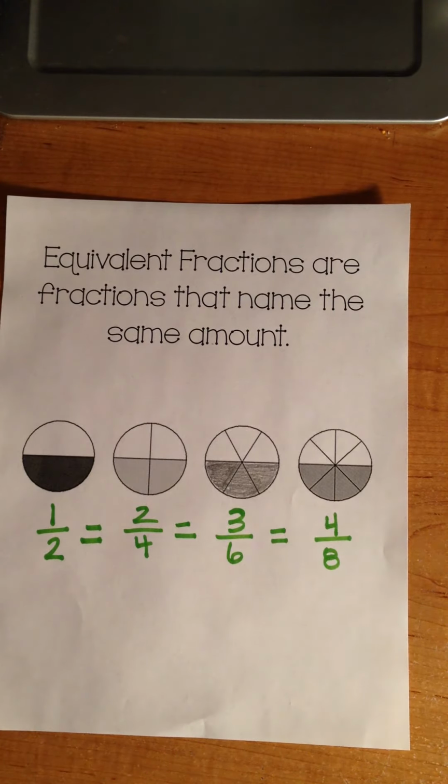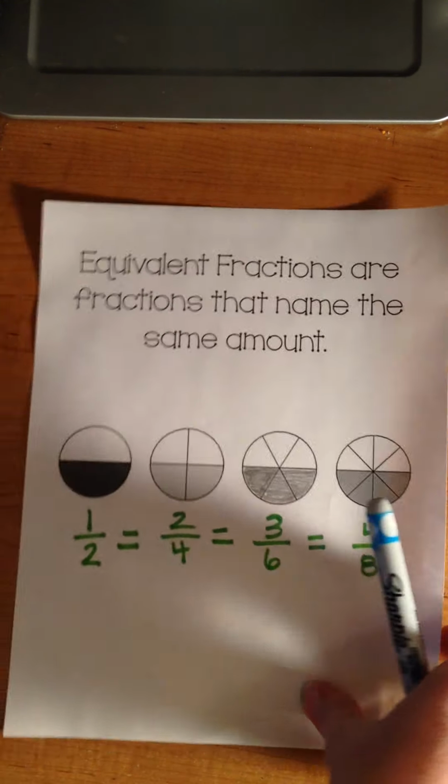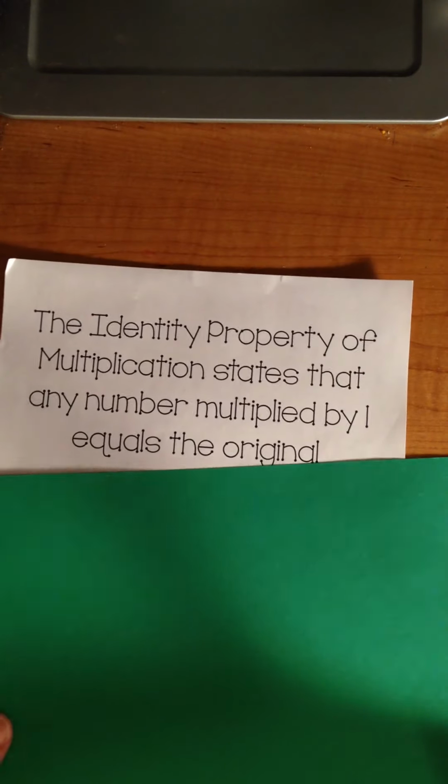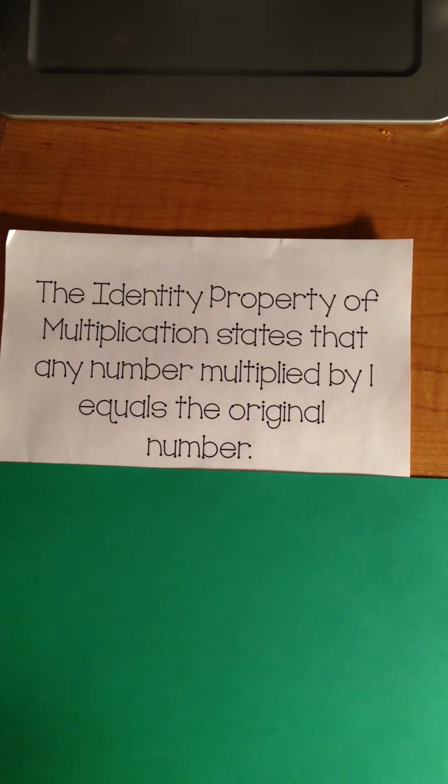But what if you have to write an equivalent fraction without the use of a model, without being able to visually see and count? Well, in order to understand how to write equivalent fractions without the model, you first have to understand the identity property. The identity property of multiplication states that any number multiplied by 1 equals the original number.